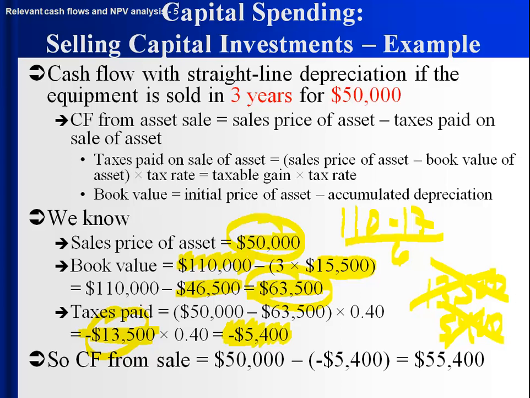So what's the cash flow in this case? The 50,000 that goes in the bank minus taxes paid, but in this case that's negative 5,400, so 55,400. We got a $50,000 check and put it in the bank. Because we're only selling it for 50 and it's worth 63.5, we take a loss, so we save 5,400 on taxes. So the overall after-tax cash flow is 55,400.